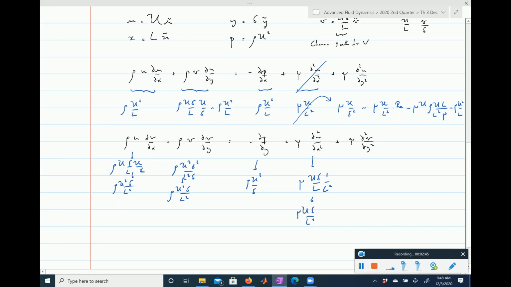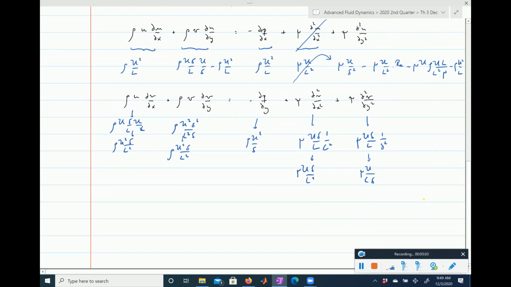And this is our last term, so that one is going to scale with mu times the velocity scale for v. And this time we're taking the partial with respect to y, so we're going to have a 1 divided by delta squared. So all things together, that gives you mu u divided by L times delta.